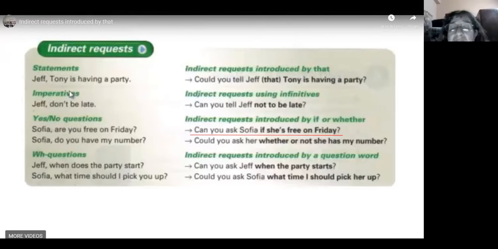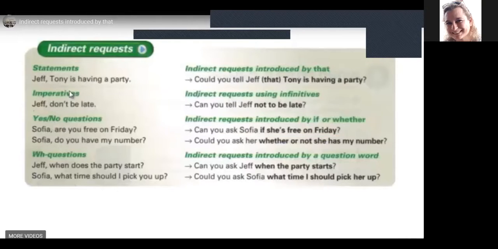Ah, yes, I said yes. I got that sentence wrong in the last exercise of lesson number 3, but I don't know why, because I almost copied the sentence. And can you ask Sofia? And it didn't work.